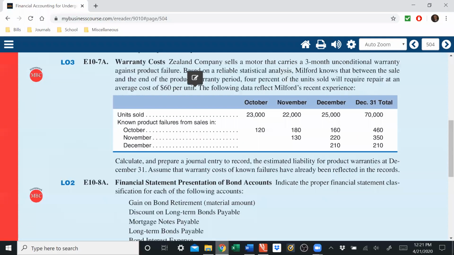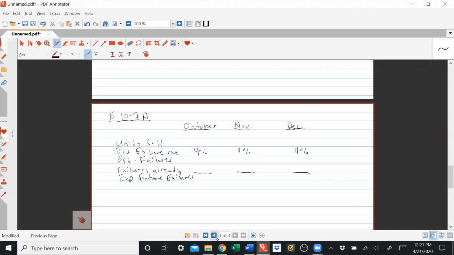So units sold in October was 23,000, November 22,000, December 25,000. Estimated failure rate multiplied by each of those numbers gives the estimated failures in October to be 920, November 880, and in December, 4% of 25,000 is 1,000.